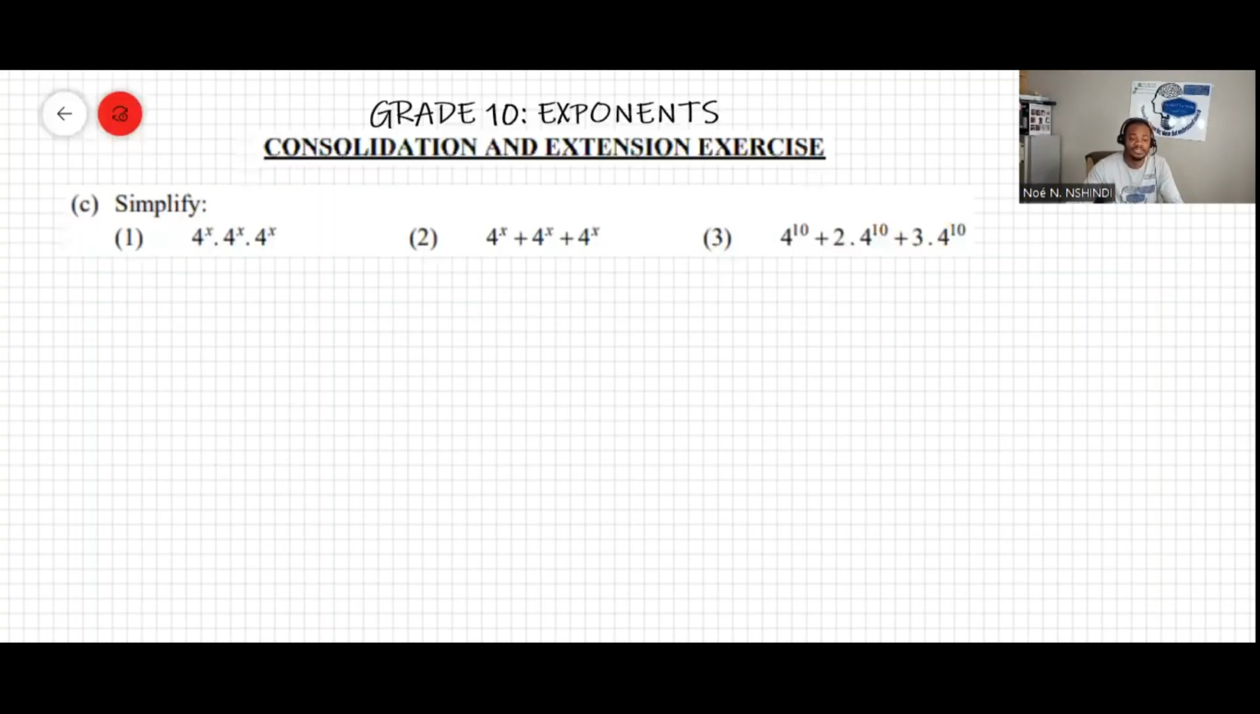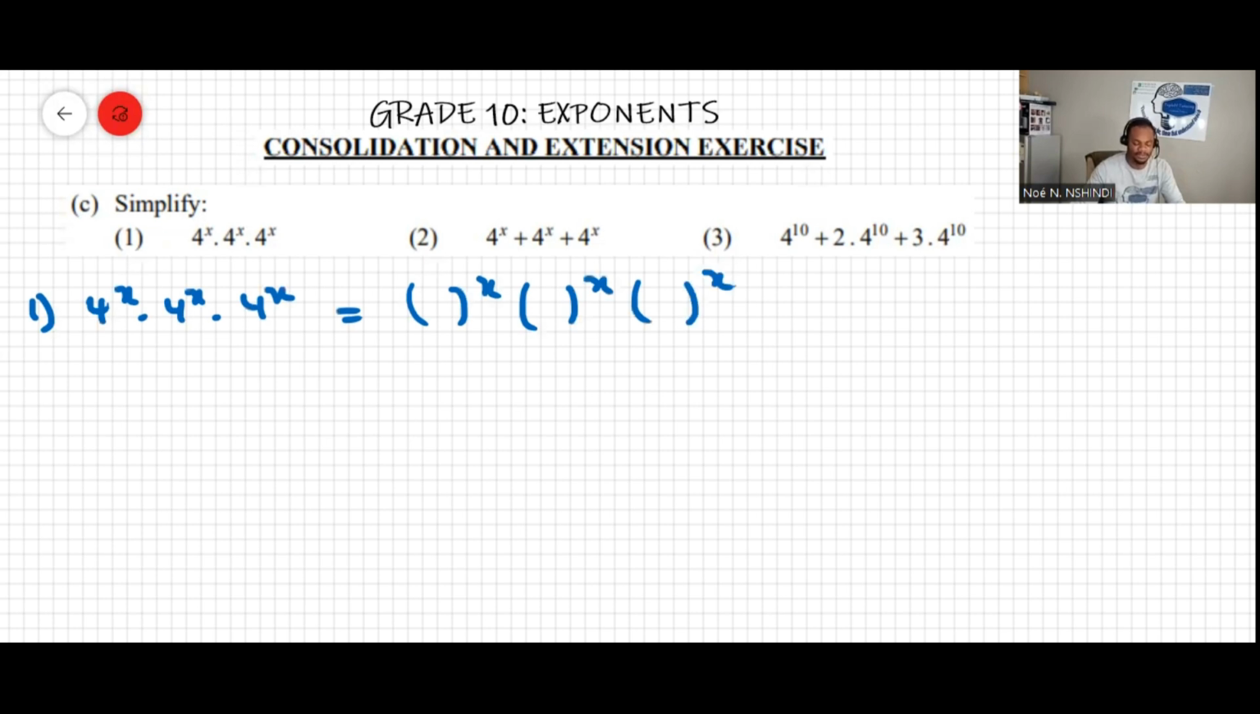Okay, now we can do question C. The question says to simplify 4 to the x times 4 to the x times 4 to the x. We could do 4 times 4 times 4, but it's going to be quite a long process. What we can do here is to write each of these in terms of the prime factors. So 4 is like 2 squared, 2 squared, 2 squared.